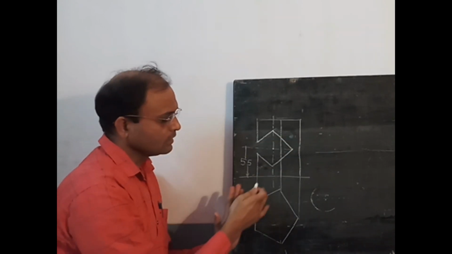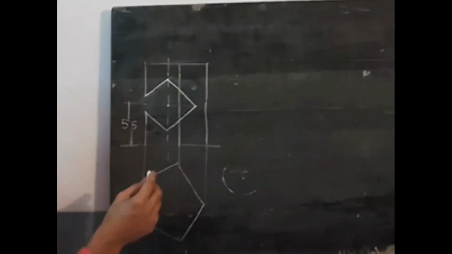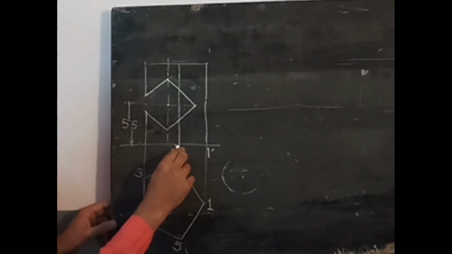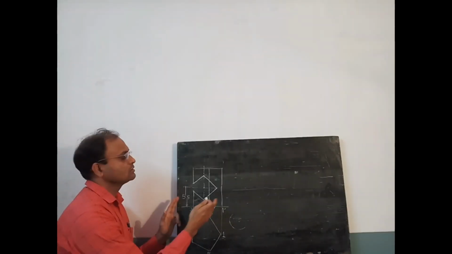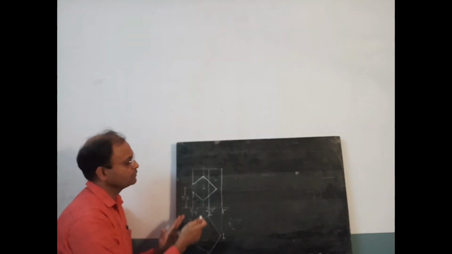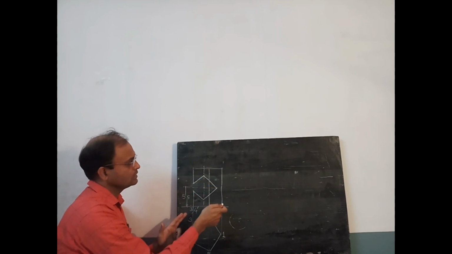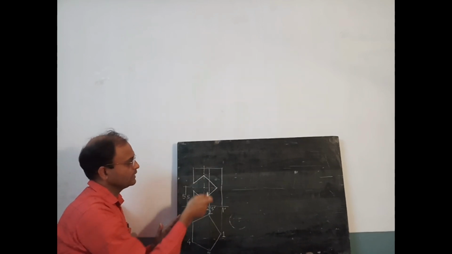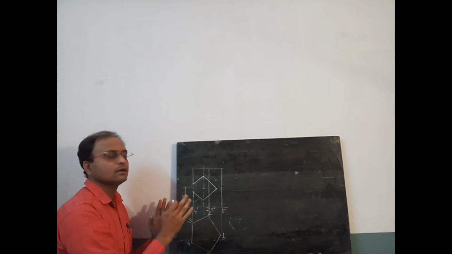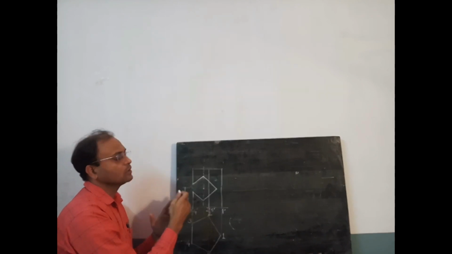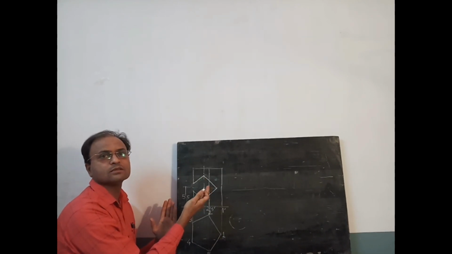Now let us name the edges of the prism. So this way we have named the points in top view and in front view. So I can call this edge 1 1, this 2 2 and 5 5 and so on. Now from this we have to start developing the lateral surface of this prism.